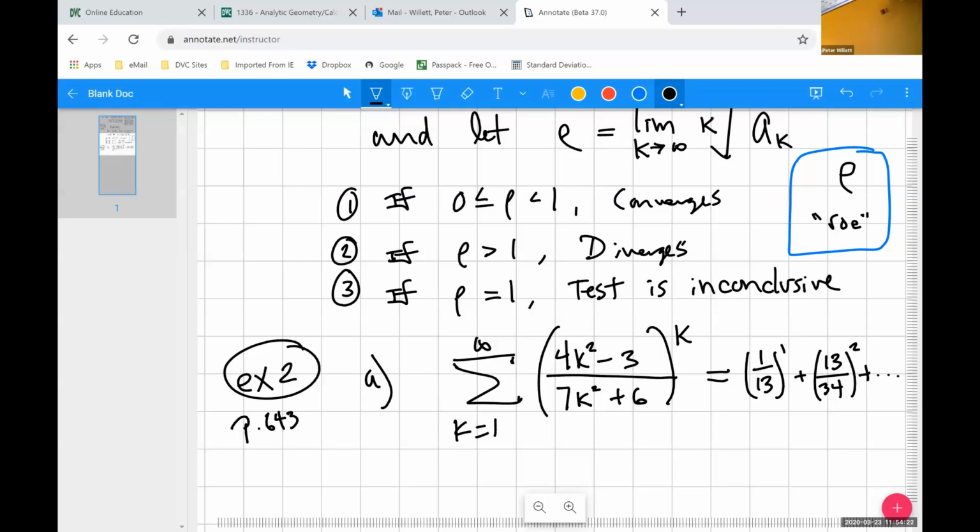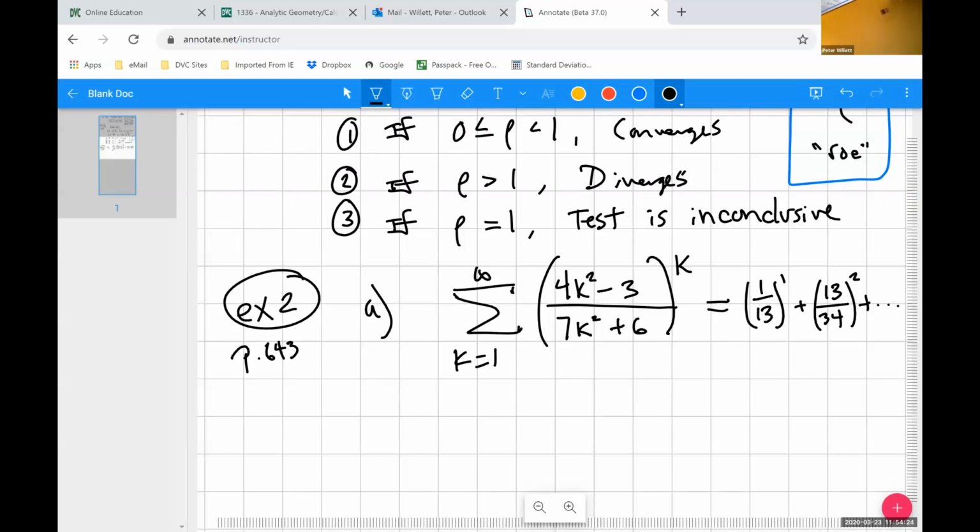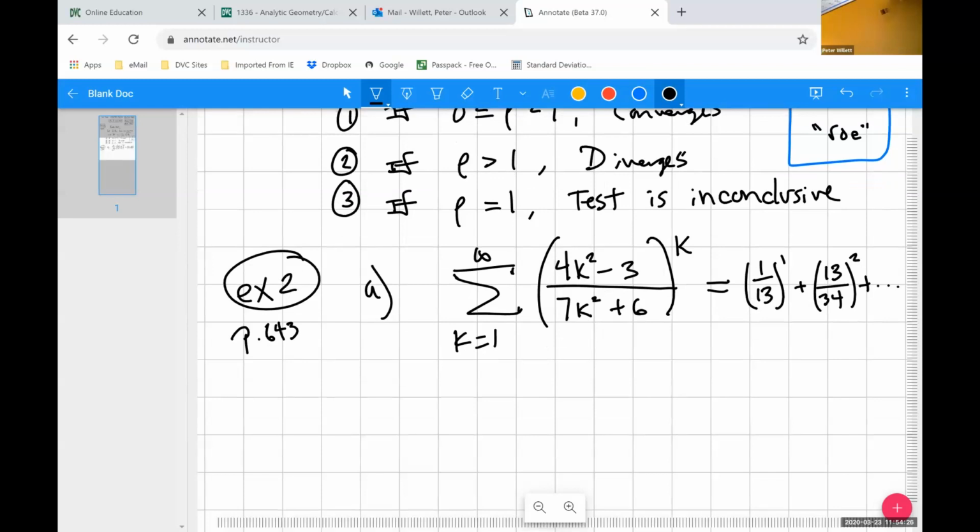So this is kind of an ugly looking series. But we're supposed to figure out if this thing converges or diverges. Well, we could note that the bottom has numbers that are bigger than the top. So I do have fractions that are less than 1.